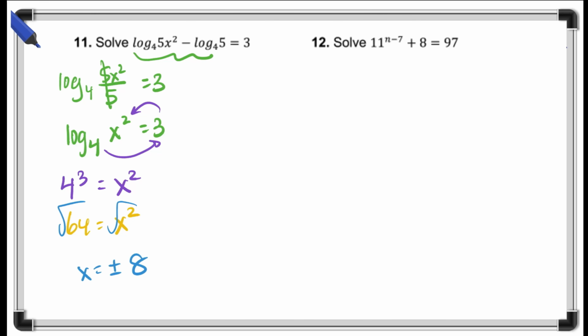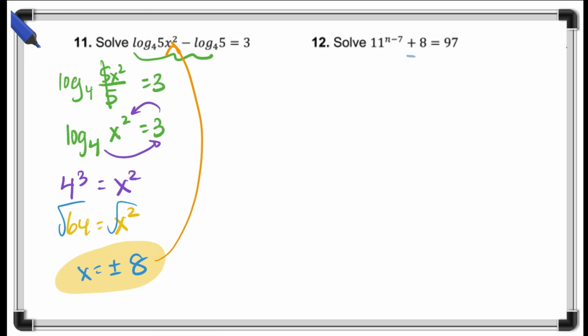So again, because you are solving a log equation, you will need to check that when you take 8 and negative 8, when we plug back into this x squared position, we don't get a log of 0 or a log of a negative number, and so we are good here for number 11.